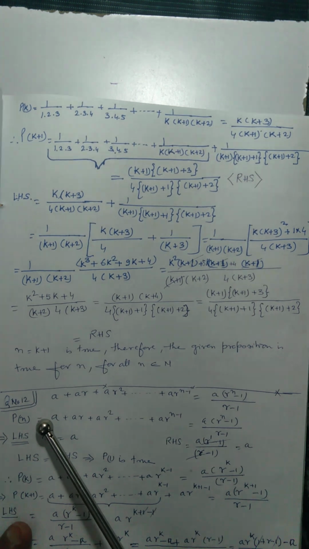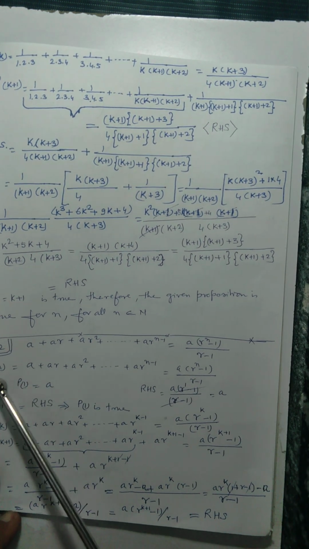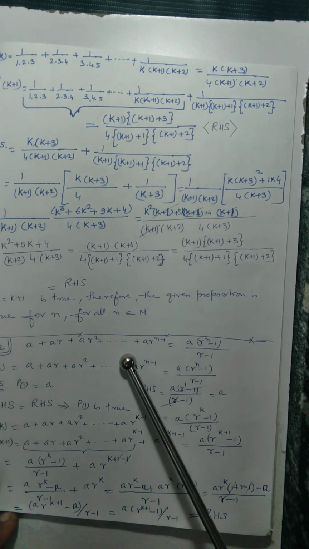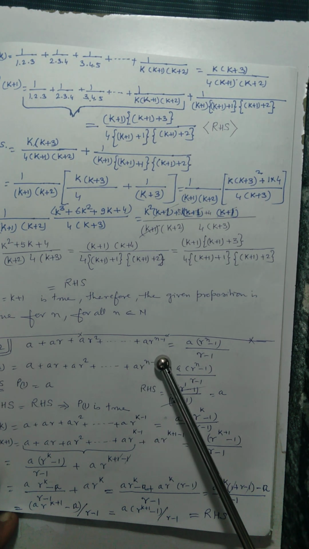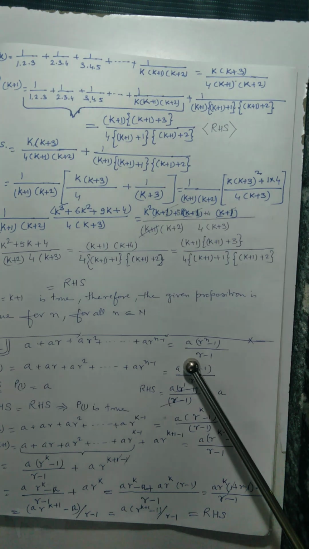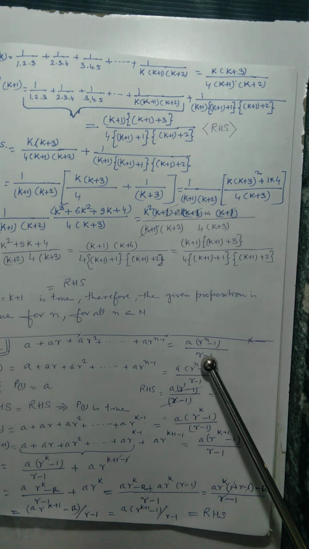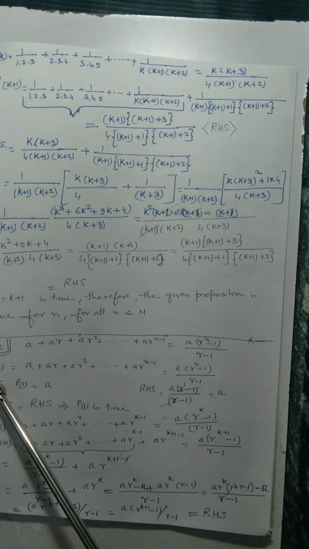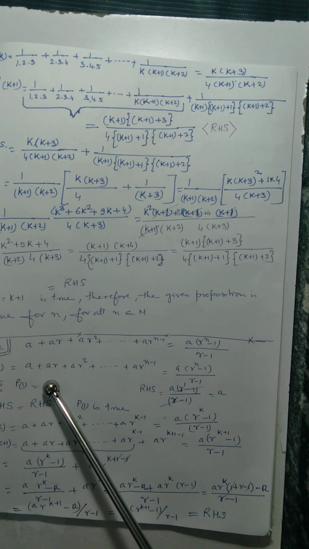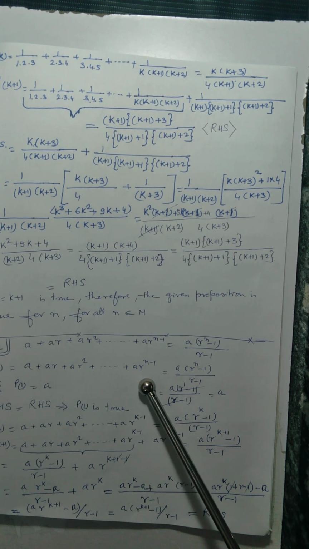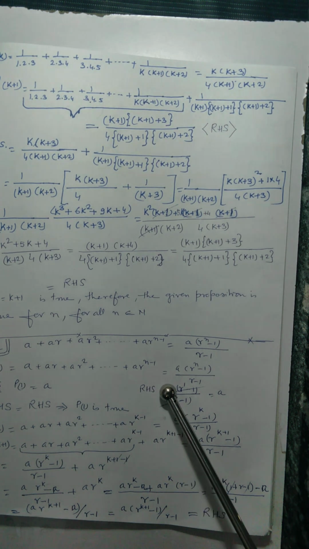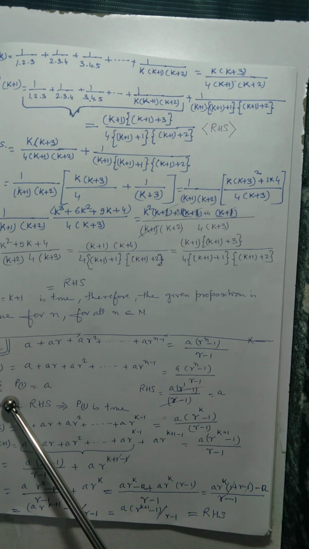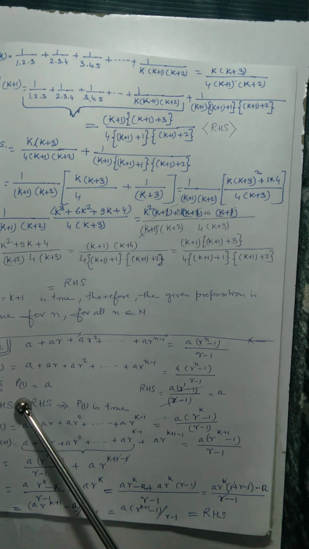You see the question number 12, the proposition is given, that is a plus ar plus ar square plus dash dash plus a r raised to power n minus 1, and it will be equal to a into r power n minus 1 whole upon r minus 1. So say Pn is a plus ar plus ar square plus ar raised to power n minus 1, equal to a r raised to power n minus 1 upon r minus 1. Left hand side, that is P1, we will examine it.